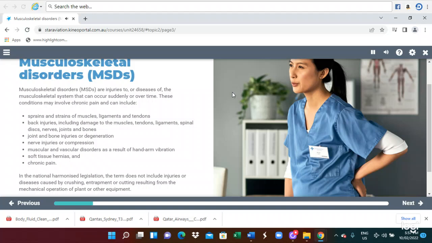In the national harmonised legislation, the term does not include injuries or diseases caused by crushing, entrapment or cutting resulting from the mechanical operation of plant or other equipment.